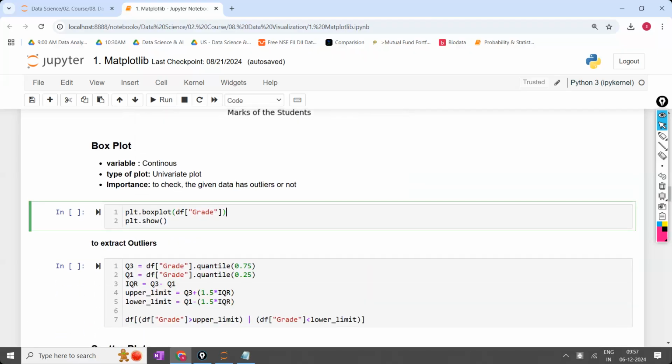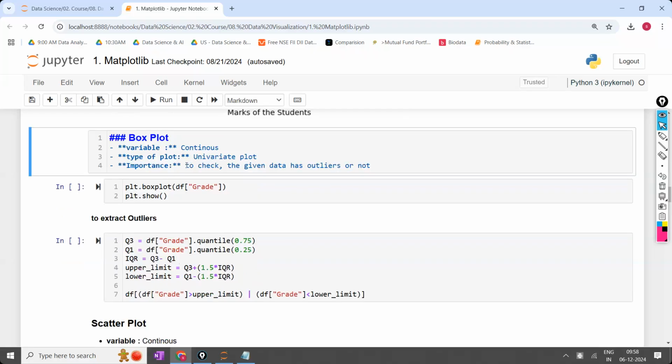Next one is the box plot. Next plot name is called box plot. In the box plot, the variable is continuous and the type of the plot is univariate. And what is the importance of this plot? It represents the 5 number summary of statistics. What are the 5 numbers? Minimum, Q1, Q2, Q3 and maximum.